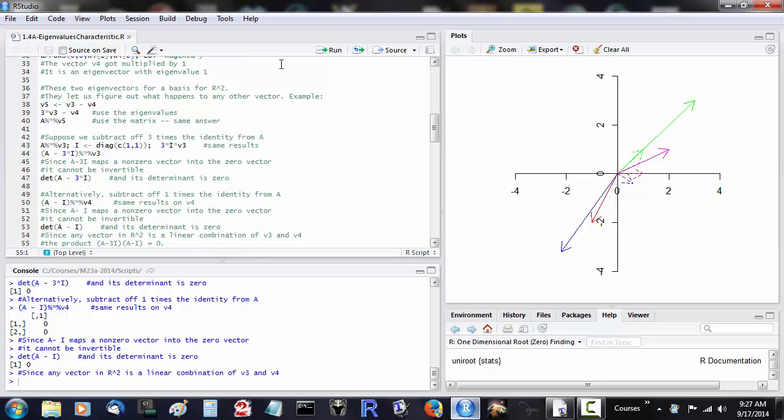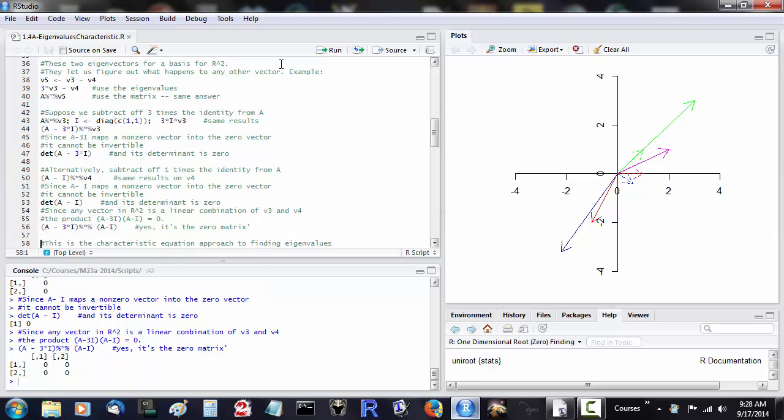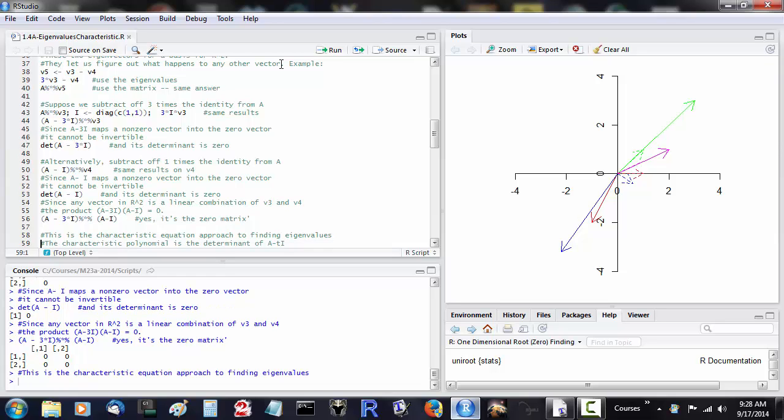As I mentioned, any vector in R2 is a linear combination of V3 and V4, and that means if I apply the product of A minus 3I and A minus I to a vector, the A minus I will hit V4, map it into 0. The A minus 3I, which could perfectly well have been applied first because those two matrices commute with one another, would map V3 into 0, and therefore the product maps everything into 0. In fact, if I take the matrix product of these two matrices, it's the 0 matrix, which maps everything into 0, and we have discovered the characteristic equation approach to finding eigenvalues.